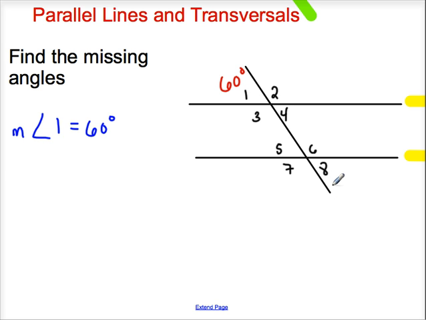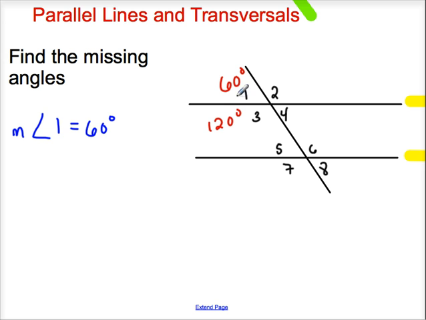So if 1 is 60, what can you tell me about 2, 3, or 4? 3 is 120. Very good. Why? Because 1 and 3 together equal 180. Good. These are supplementary, and 1 and 3 are 180. Excellent. Are there any other supplementary angles here?